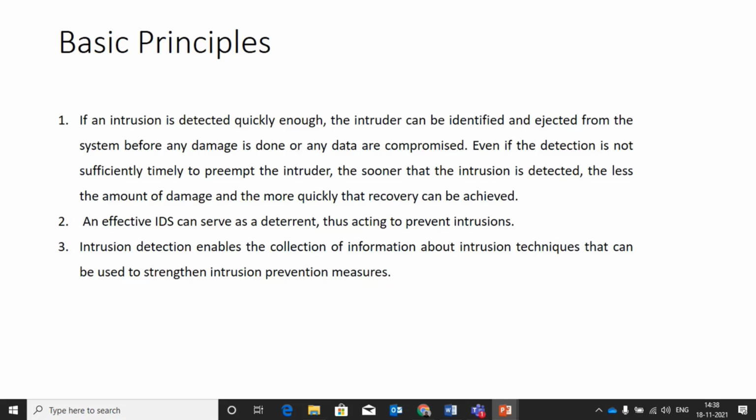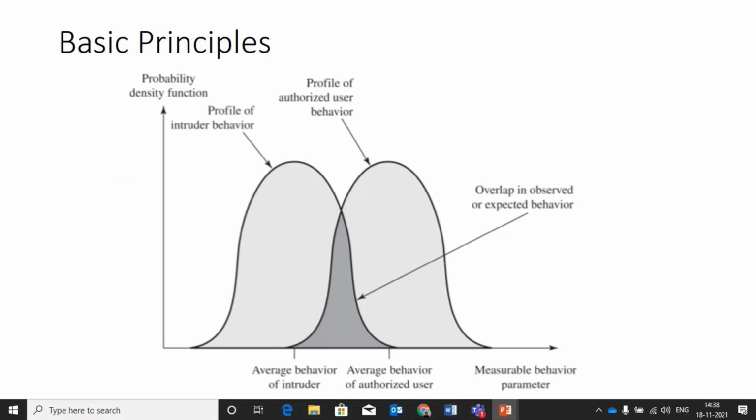An effective IDS can serve as a deterrent, thus acting to prevent intrusion. The intrusion detection system is good enough if it is stopping all the malicious activity and malicious traffic. If it is a path breaker for the malicious activity and the attackers, then it is a good one. Intrusion detection also collects information about the intrusion techniques that can be used to strengthen the intrusion prevention measures.